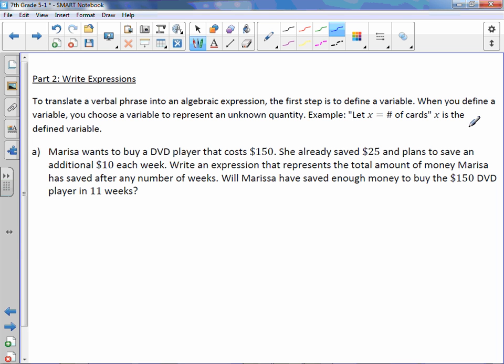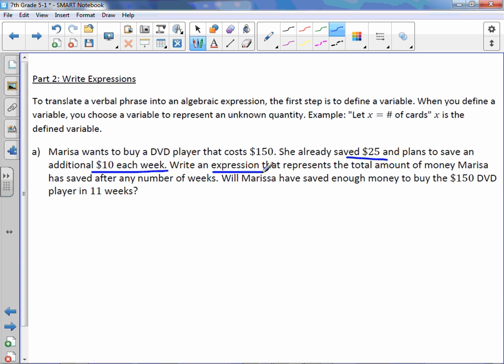Letter A. Marissa wants to buy a DVD player that costs $150. She already saved $25, and she plans to save an additional $10 each week. Write an expression that shows the total amount of money Marissa has saved after any number of weeks. Will Marissa have saved enough money to buy the $150 DVD player in 11 weeks? We're solving a couple different problems here. The first thing it asks us to do is write an expression. Remember, expressions don't have equal signs. Well, we need a variable to do that.